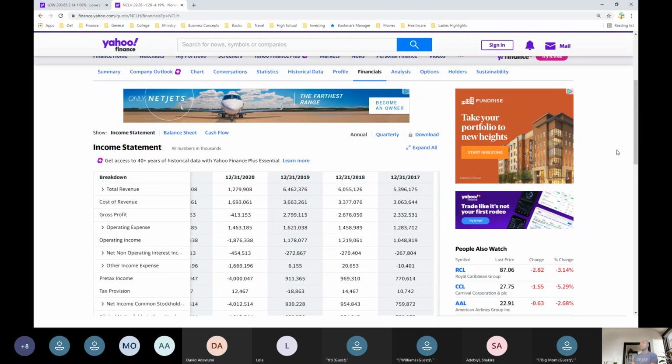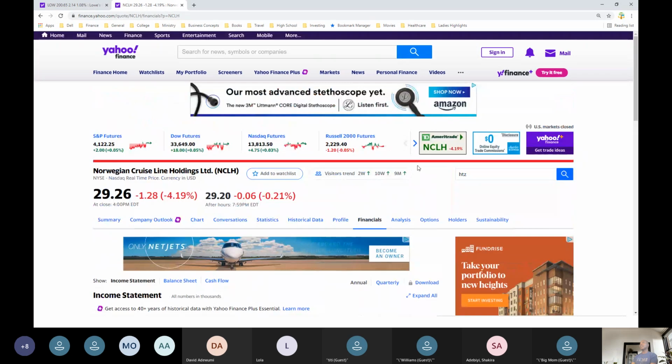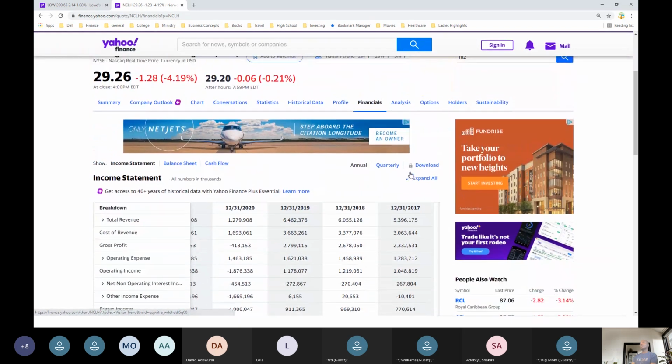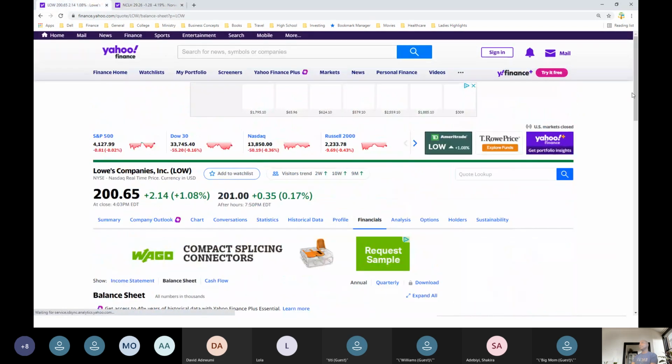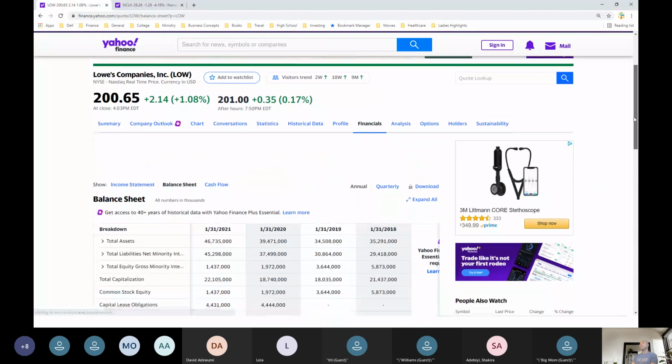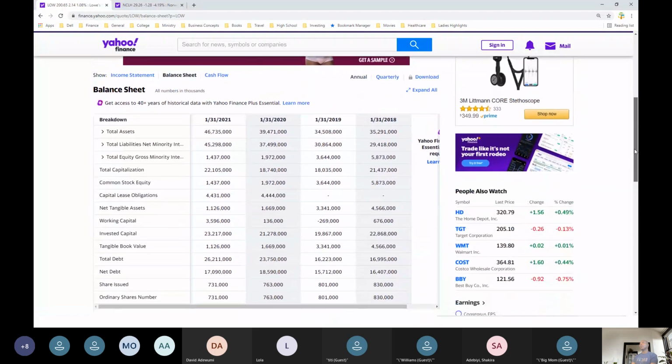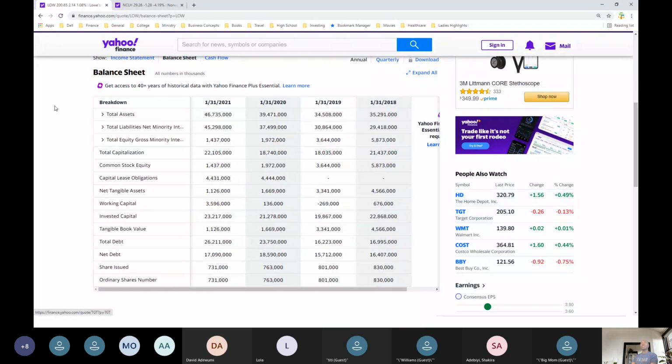So this is an example. Which company is this? This is actually NCLH. I mean, we can continue with NCLH, or let's look at Lowe's actually, just so we look at another company. Okay, so this is Lowe's. I think we all know the company called Lowe's.